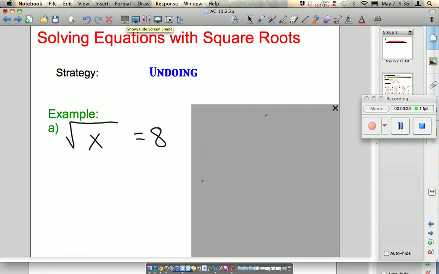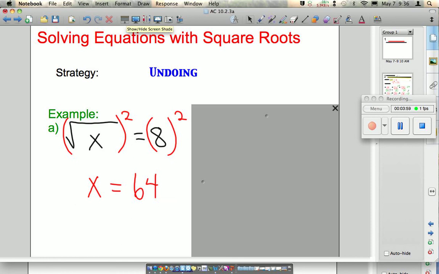What I'm going to do is undo the square root. So the opposite of square rooting is squaring. So I'm going to undo that by squaring not just one side, but both sides. I'm going to square both sides because that undoes the square root. That leaves me with x alone. The other side is 8 squared. That is 64.